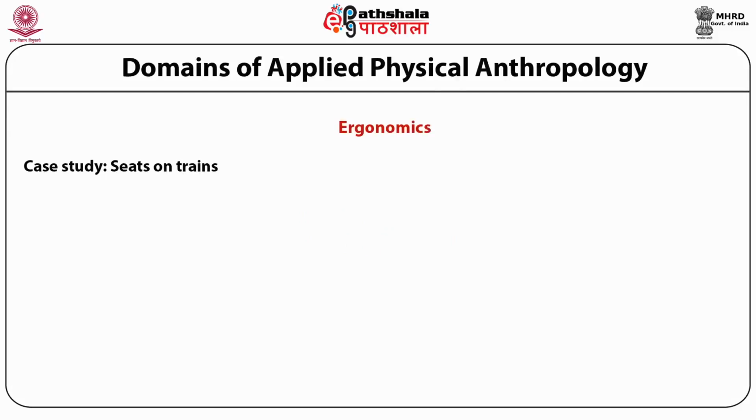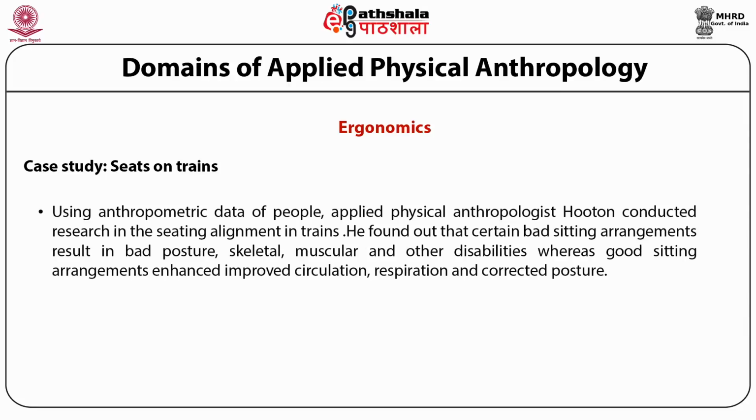Case study: seats on trains. Using anthropometric data of people, applied anthropologist Houghton conducted research on the seating alignment in trains to make more comfortable seats. He found out that certain bad seating arrangements result in bad posture, skeletal, muscular, and other disabilities, whereas good seating arrangements enhance improved circulation, respiration, and corrected posture.